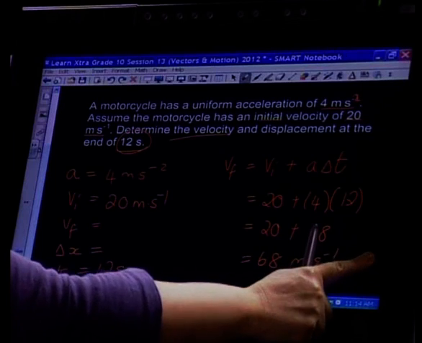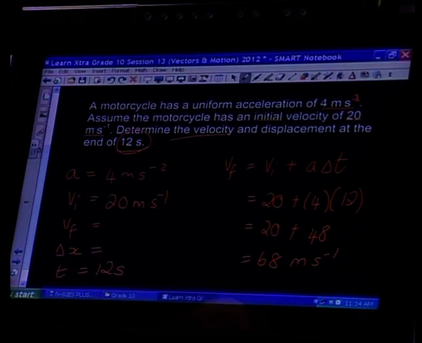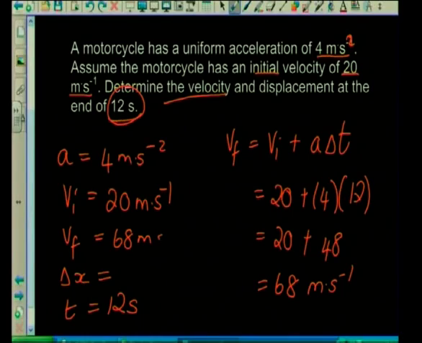68 meters per second. The third line that I've written, grade 10s, where I put 20 plus 48, you don't need to show that. You can do it on your calculator. I just want to show you all the maths. So now we have 68 meters per second.